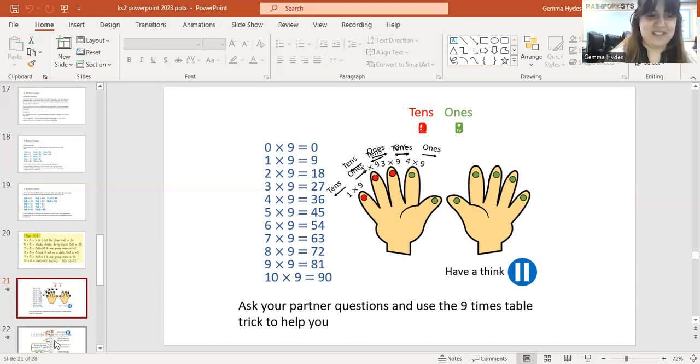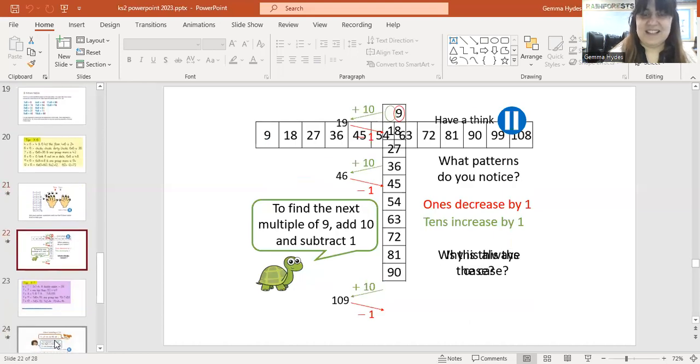Also, you may notice with the 9s that they are going in a pattern. So our 10s are going 1 10, 2 10s, 3 10s, 4 10s, 5 10s, and so on. And the 1s are going down 8, 7, 6, 5, 4, 3, 2, 1. So that's a nice little trick for you to use as well for the 9s.